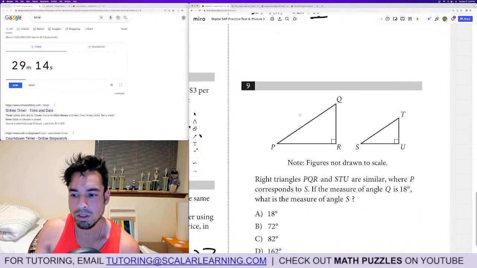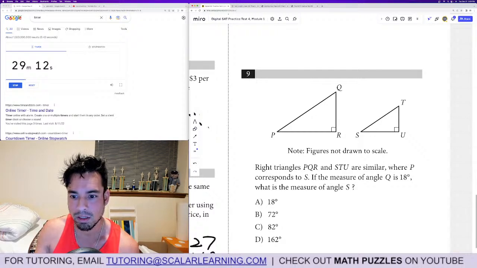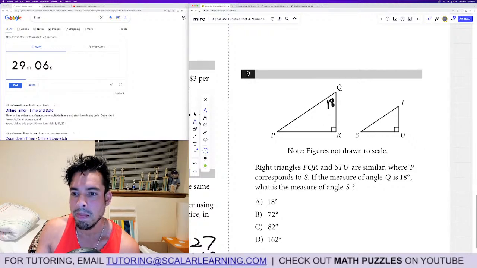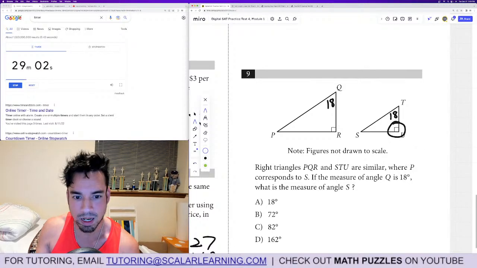All right, number 9. Right triangles PQR and STU are similar, where P corresponds to S. Cool. If the measure of angle Q is 18, what is the measure of angle S? So Q and T correspond. That means T is 18. This indicates a right angle.